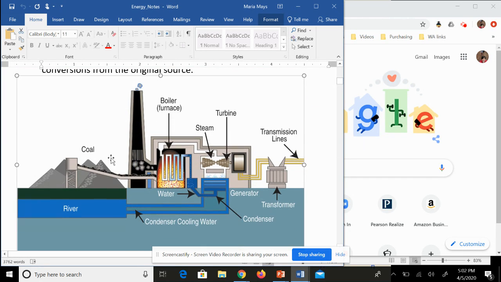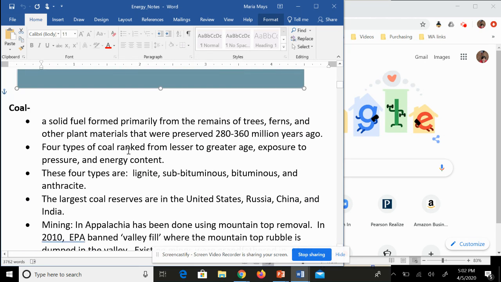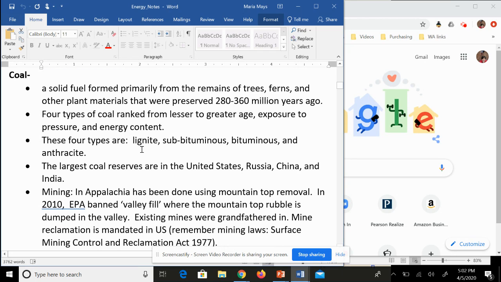We finished last time by going over the general structure, using coal, of how we're going to get electricity, which is our usable form of energy in homes, from coal. So make sure you go back to that if you need to. Coal is a solid fuel. It's formed primarily from dead plants that were preserved 280 to 360 million years ago.